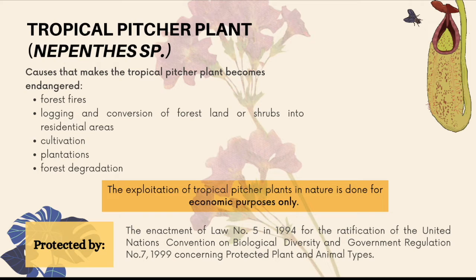There are some causes that result in the tropical pitcher plant being endangered, such as forest fires, logging and conversion of forest land or shrubs into residential areas, cultivation, plantation, and forest degradation. Why does this happen? The exploitation of tropical pitcher plant is done for economic purposes only. Therefore, in order to protect the tropical pitcher plant, the enactment of Law No. 5 of 1994 for the ratification of the United Nations Convention on Biological Diversity and Government Regulation No. 7 of 1999 concerning protected plant and animal types was issued.